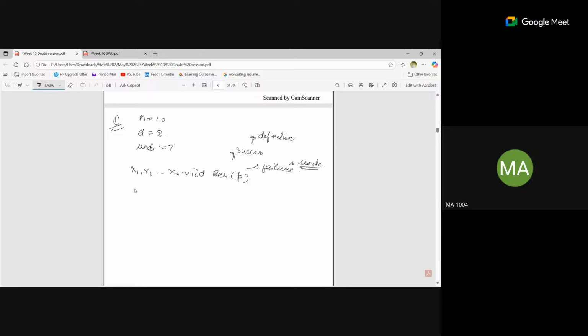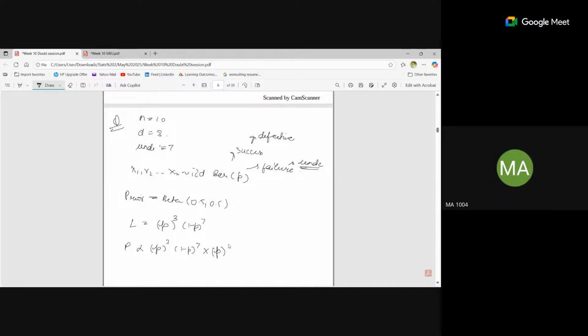Now, according to the question, my prior is following Beta(0.5, 0.5). Now my likelihood will be what? P cubed and (1 minus P) to the power 7. So my posterior distribution will be P to the power 3, (1 minus P) to the power 7, into the prior.